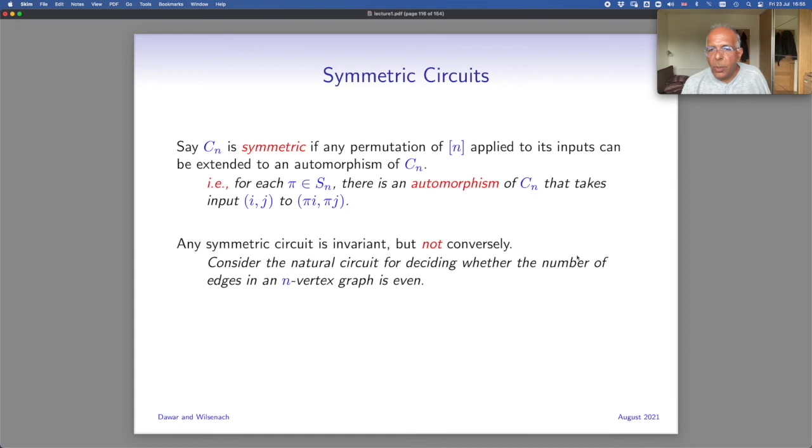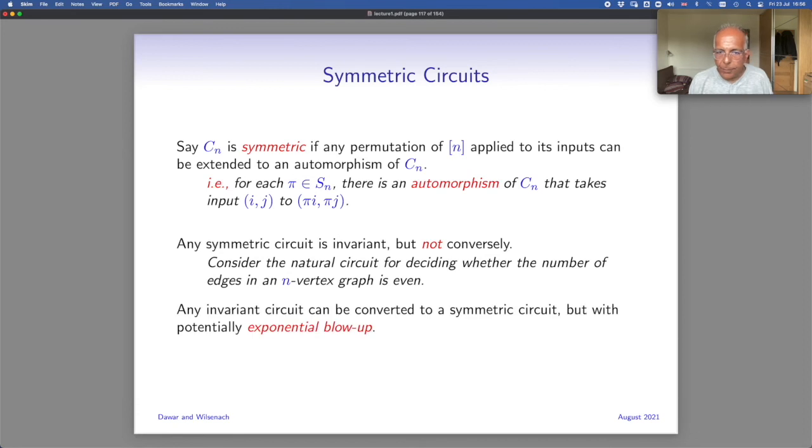And it turns out that with just AND, OR, and NOT gates, you cannot get a symmetric circuit for computing the parity. I should say you can't get a symmetric polynomial size circuit for computing the parity of the number of edges. But if you add majority gates, you can. But that's something we will come back to later. So you can always convert an invariant circuit to a symmetric one, but with a potentially exponential blow-up.